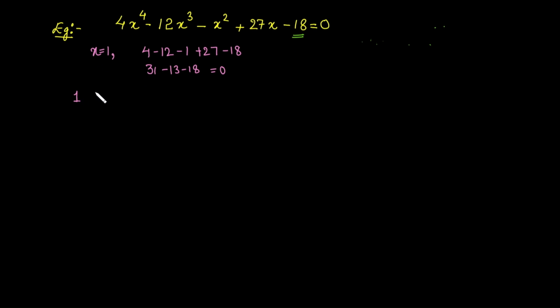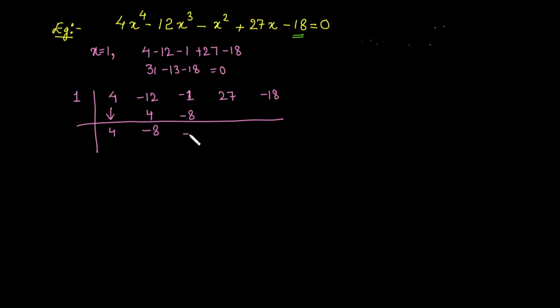So we will repeat the same procedure using the synthetic division method. The power 4 polynomial is here. It means there are 5 terms, starting with the highest coefficient 4, then cubic, then square, then x, and then the constant. Take this number as it is. Multiply these two, 1 times 4 is 4. Add this one, minus 8. Multiply these two, that is minus 8. Add these two, minus 9. Multiply this, minus 9. Add these two, 18. 1 into 18 is 18. And finally we are getting 0.